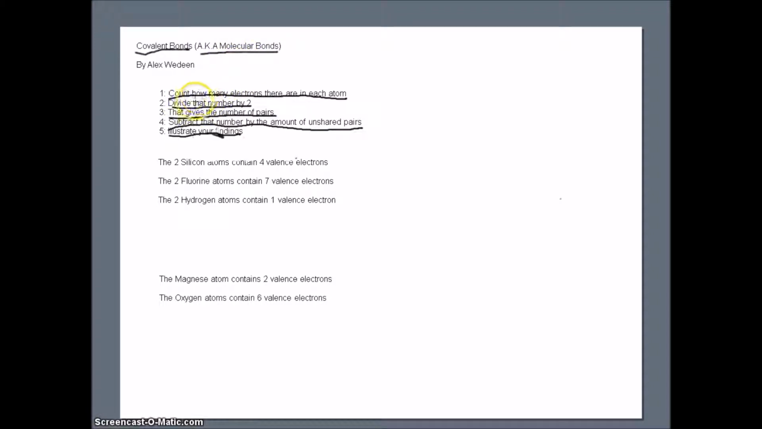So the first step is you want to count how many electrons there are in each atom. Divide that number by 2. This will give you the number of pairs, which you will then subtract by the number of unshared pairs, and then you want to illustrate your findings.